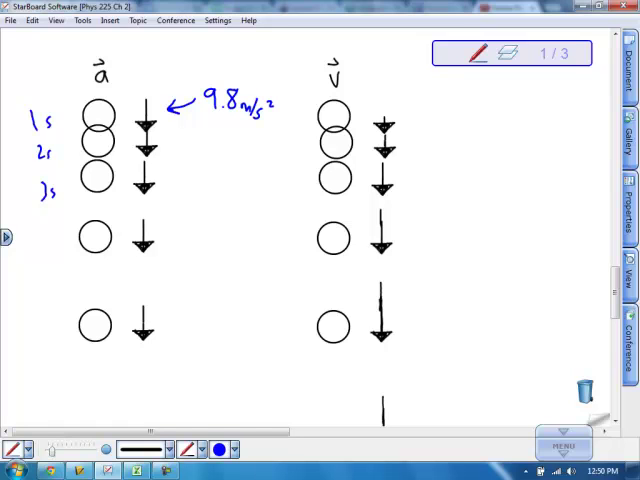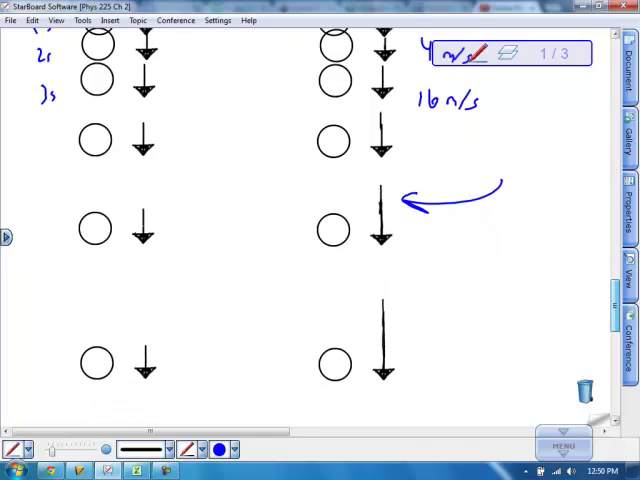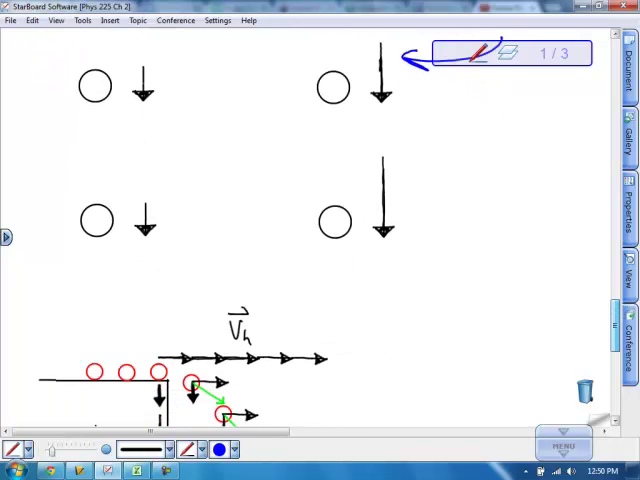But the velocity changes. You'll see over here the velocity vectors that I have drawn here. They start off small, so you start off at 0 meters per second when you first drop an object or an object is first falling, but then it gains speed. It might gain to 4 meters per second, and then it might go 16 meters per second, right? So there's an acceleration, which means that there's going to be a change in velocity, and these velocity vectors are growing because the velocity is increasing. But they're all pointing down because of the same direction. The direction is not changing.